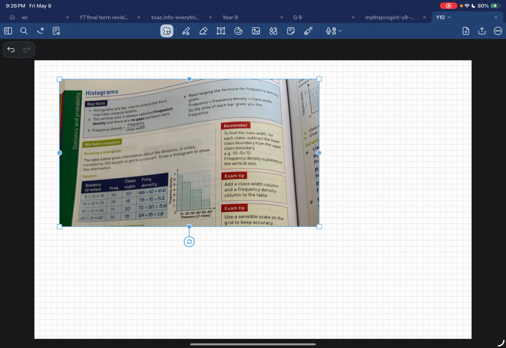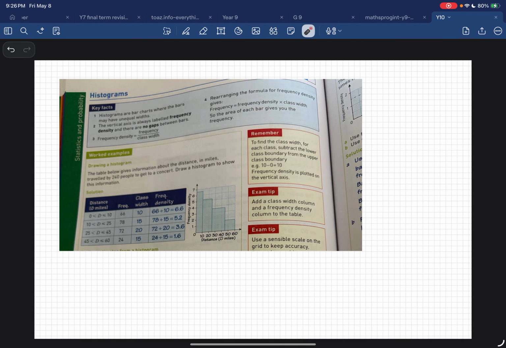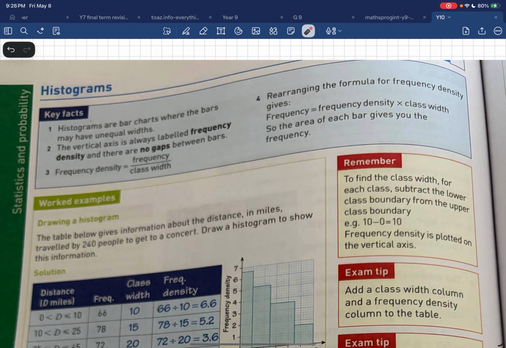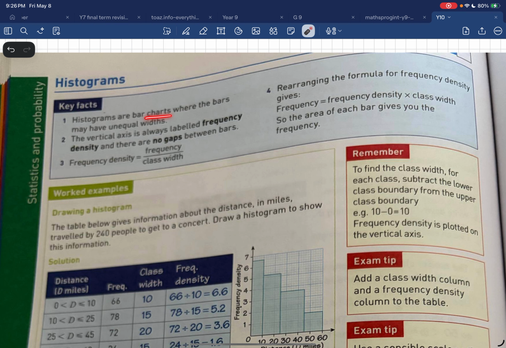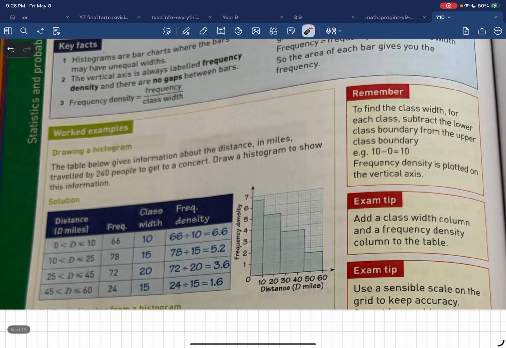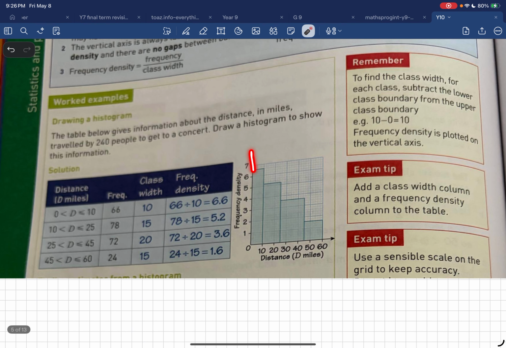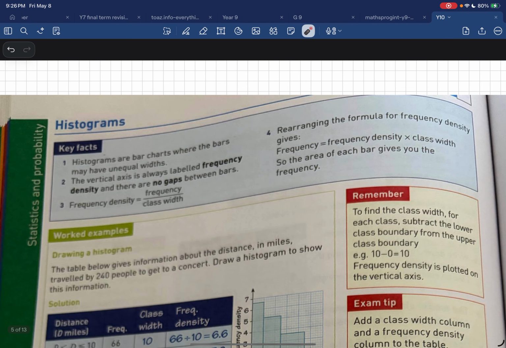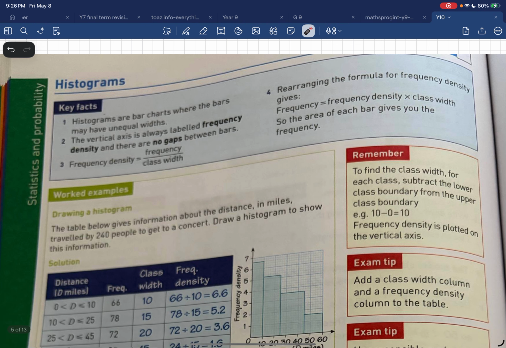Histograms. So let's see what it is all about histograms. Histograms are basically bar charts where the bars may have unequal widths. The vertical axis is always labeled frequency density. And there are no gaps between the bars.